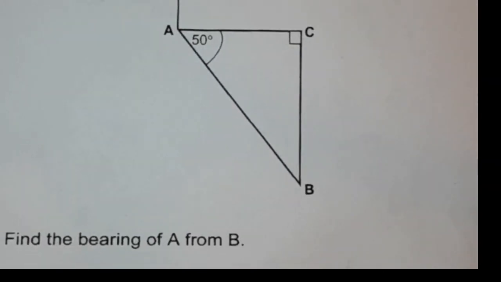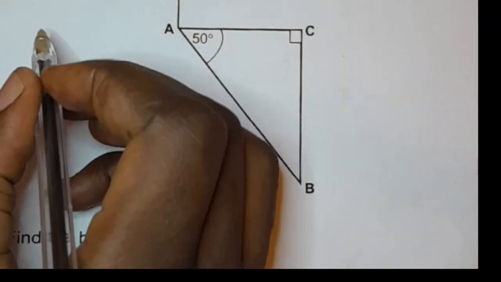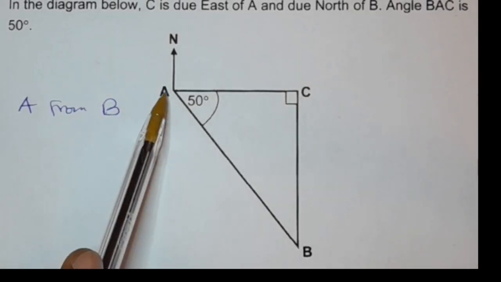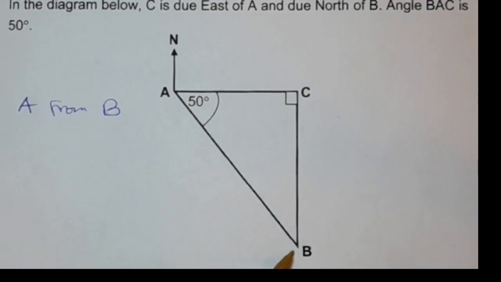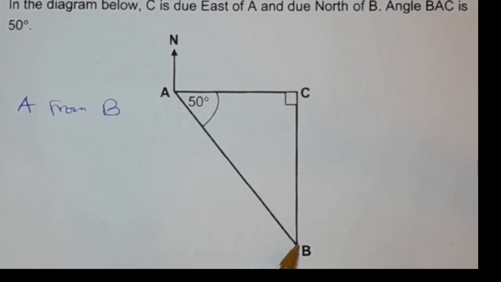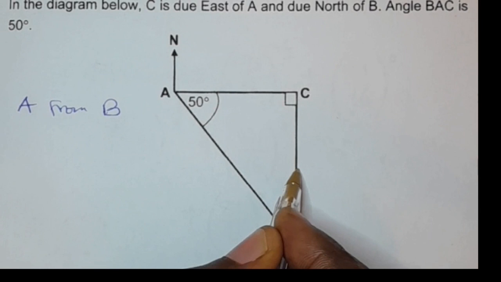Okay, now here is a question. Find the bearing of A from B. So they want you to find the bearing of A whilst standing at B. Meaning where you are standing here at B, you are supposed to draw a north. Since in the question they have said C is due north of B, this is already a north, so we won't need to draw a north.